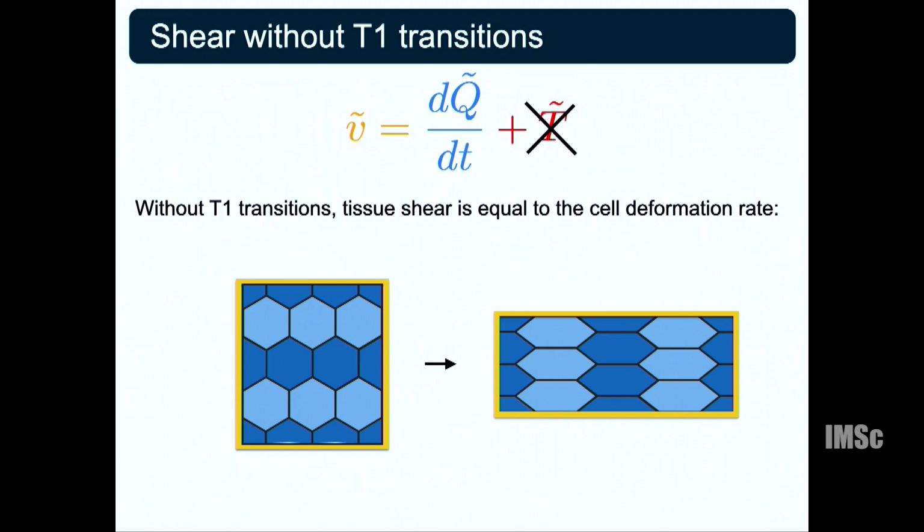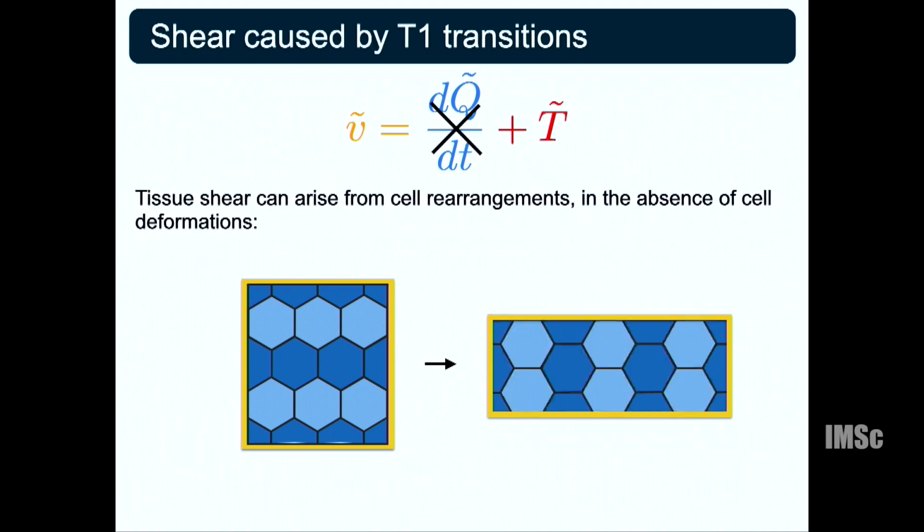Suppose I don't have T1 transitions where cells can rearrange, and my whole tissue elongates. It elongates simply because each individual cell is elongating. What if these individual cells are not elongating, but the tissue is elongating? Can it be possible? Yes. And you see, I can rearrange the cells in such a way that it extends in this region, but the cell shape has not changed, and the overall tissue has become longer.